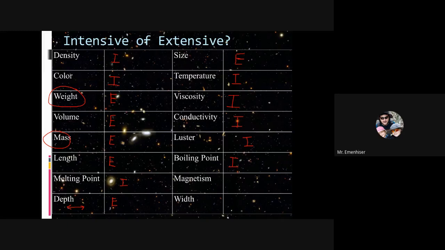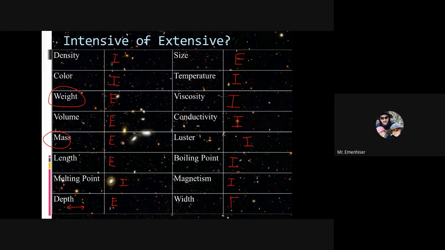It's going to boil at that temperature no matter what, because it's water. So anything that depends on what it's made out of is intensive. Some materials are magnetic, some are not, and so magnetism is intensive. Iron is magnetic, whether it's a little chunk of iron or a big chunk of iron.